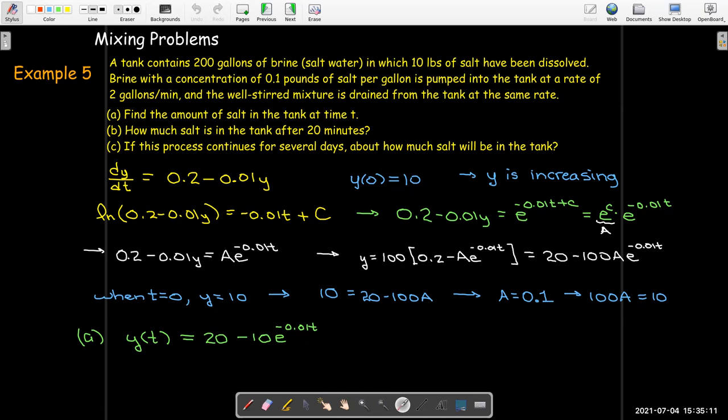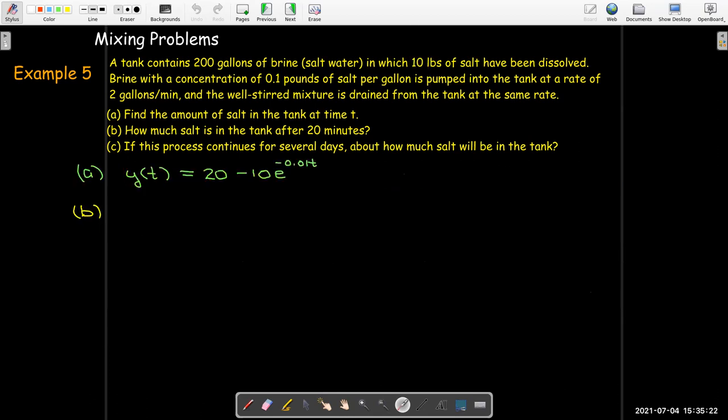Just as a sanity check, does that satisfy my initial condition? When t equals 0, I'll have 20 minus 10, which equals 10. So good. Now that I've got that equation, how can I find the amount of salt after 20 minutes? Well, that's just t equal to 20. And I find that there is approximately 11.813. That's the amount of salt in the tank.